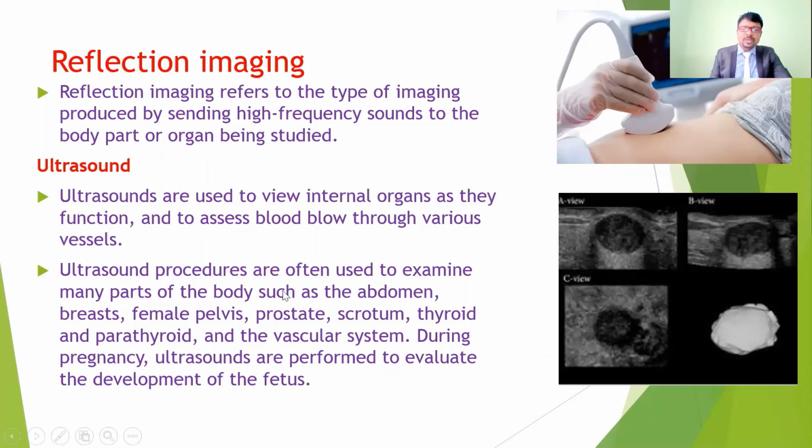These scans examine many parts of our body, such as the abdomen, breast, female pelvis, prostate, scrotum, thyroid, parathyroid, and vascular system. If there is any abnormality in these internal organs, ultrasound scans detect the abnormality, size, shape, and function. With these reports, we can detect cancer cells, and if we respond according to the problem, we can prevent serious complications.